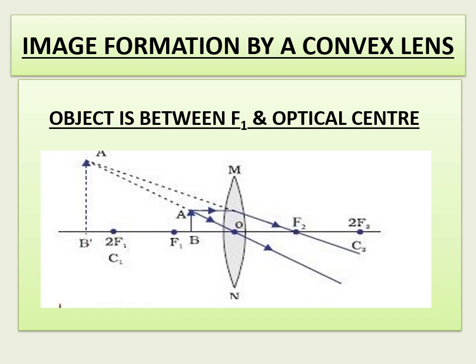By seeing this, what can you understand in this condition? On whichever side the object is placed, on the same side only you are getting the image also. And the size of the image is much larger than the object.